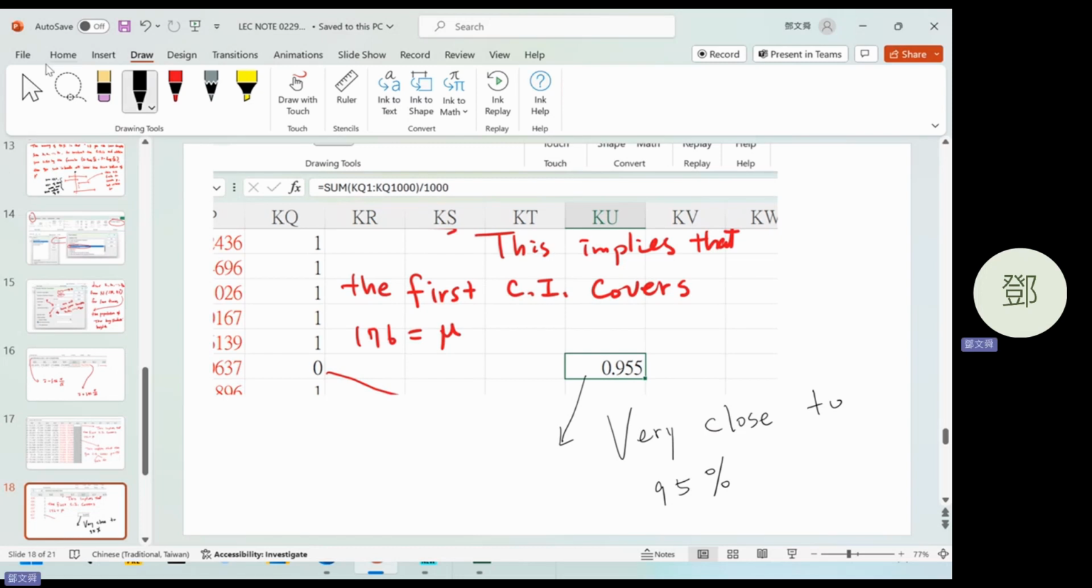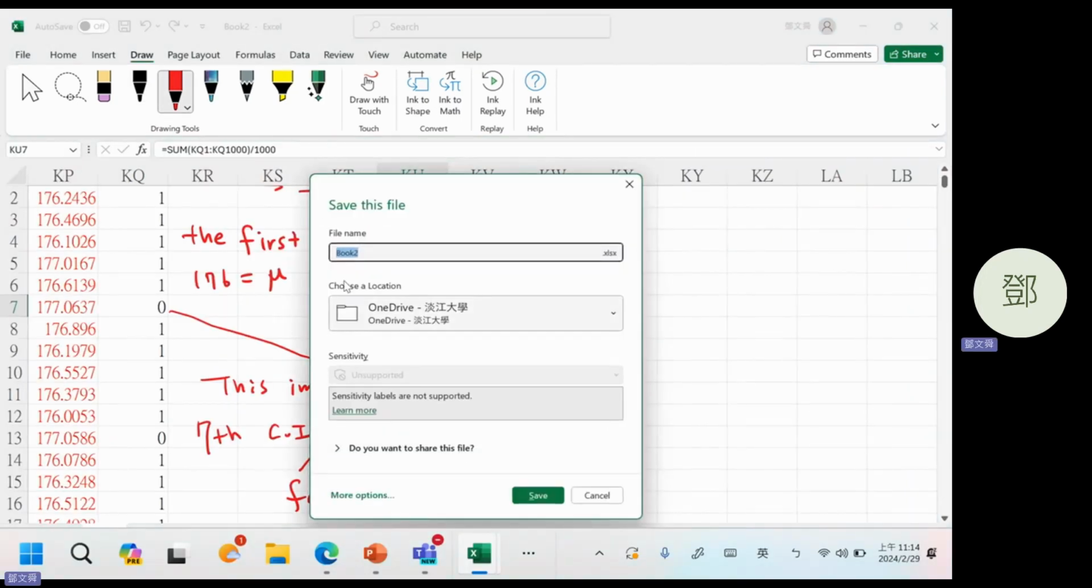Okay, 10-minute break. Demo of confidence interval. Silence. Demo of confidence interval.